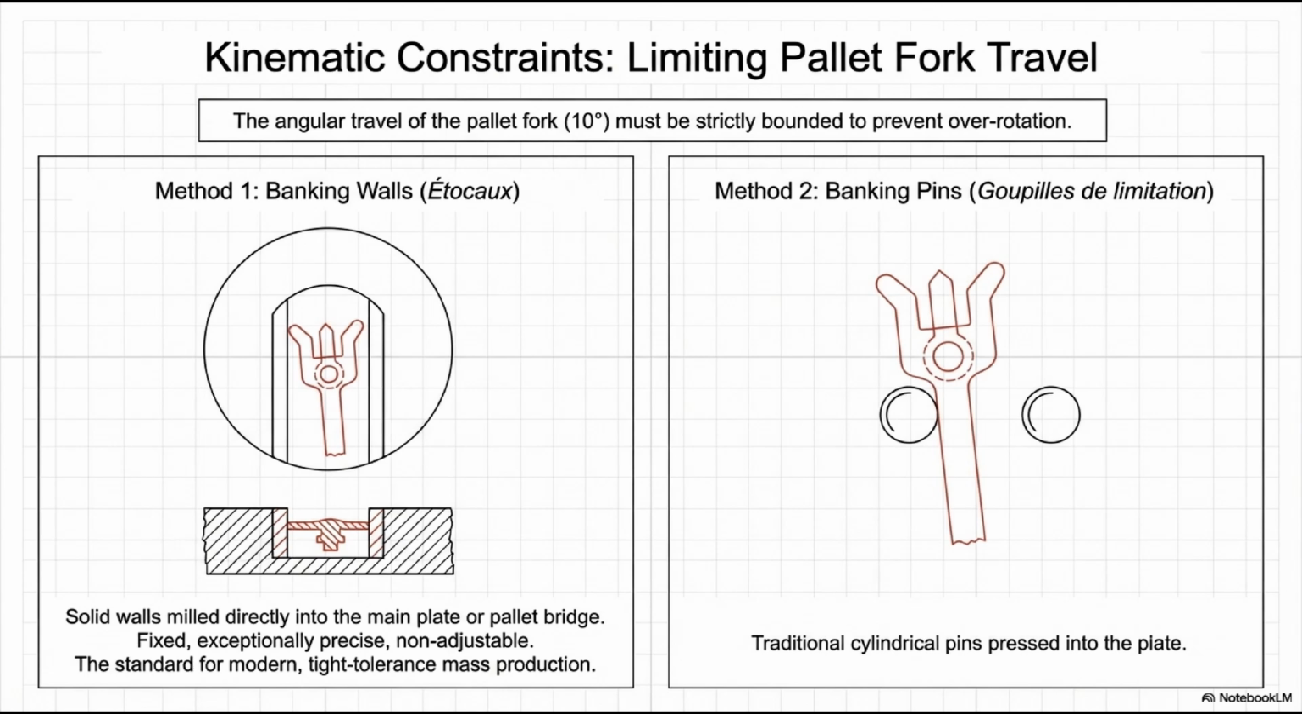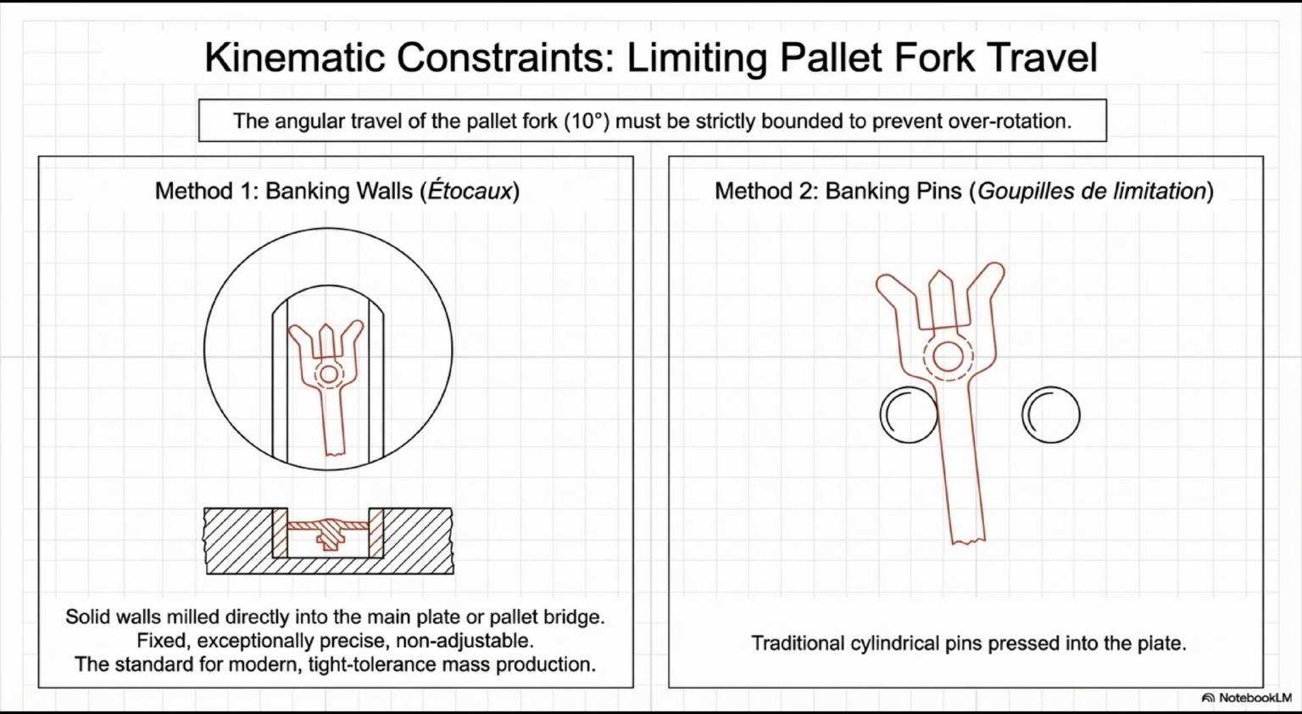The key limitation: non-adjustability. If drops are unequal or plays are out of spec, you can't fix it by moving the walls. A component must be replaced. Autocoques are the choice for modern high-volume production, where tight manufacturing tolerances make individual adjustment unnecessary.